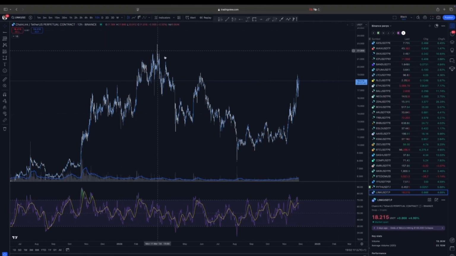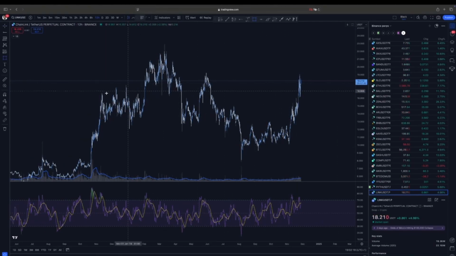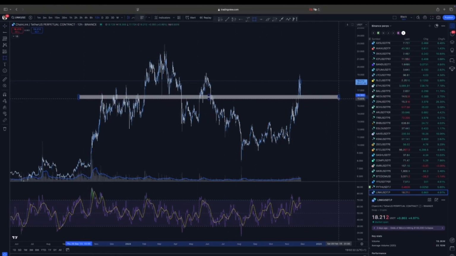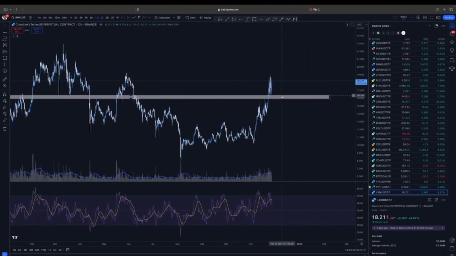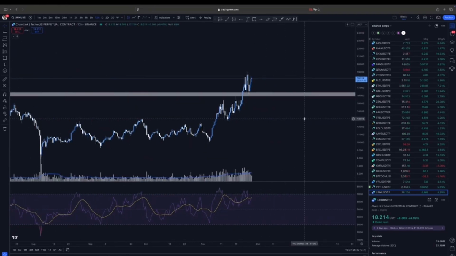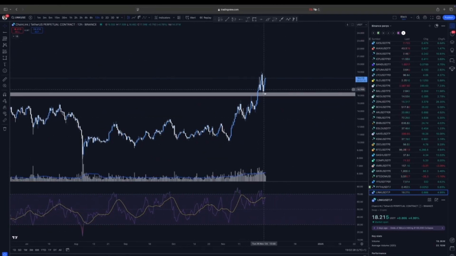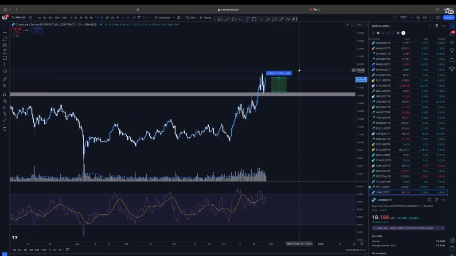So we have simple: mark out your levels on the 12-hour. That's what I use. Look at that, clean. It broke the level and retested. It's so easy. Simple. Look at that. Not rocket science, right? It's just about zooming out and ignoring the noise.